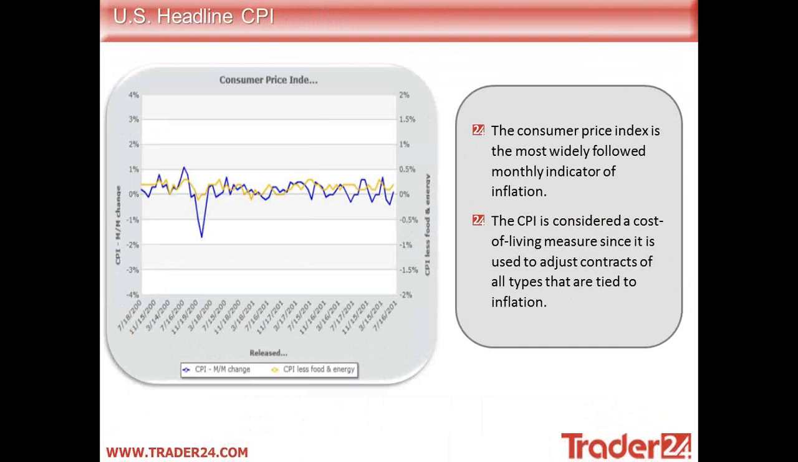All right, and let's have a look at the Consumer Price Index, which is basically the most widely followed monthly indicator of inflation. Once again, this is taken straight from Bloomberg. The CPI is considered a cost of living measure since it is used to adjust contracts of all types that are tied to inflation. So what we have here is the month-on-month change, the CPI, less food and energy as well. We can do our analysis off these various CPI numbers. We use that in conjunction with our other data releases over the course of a week, a month, a day, and then we can come up with a fundamental view of the market.